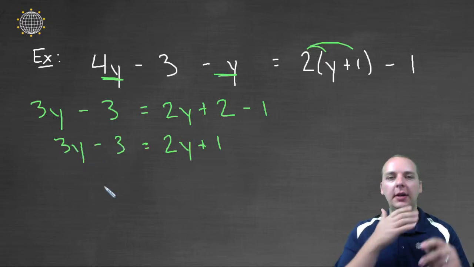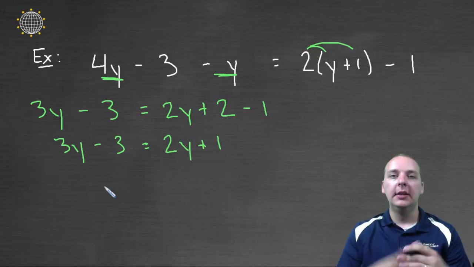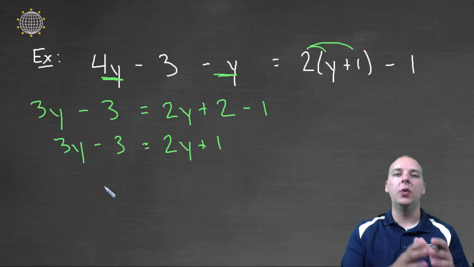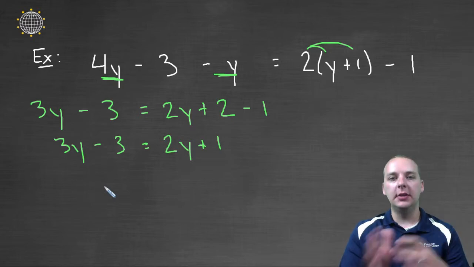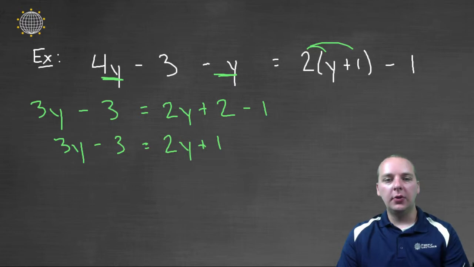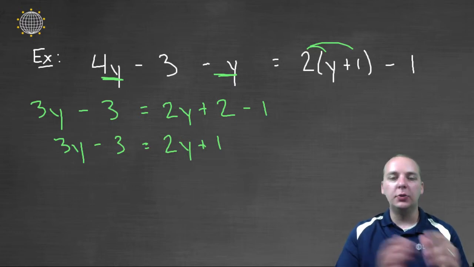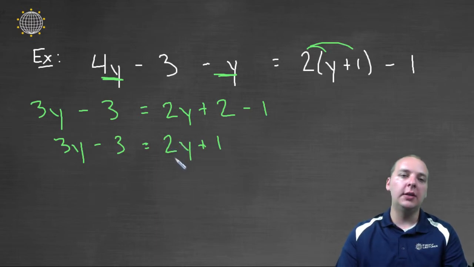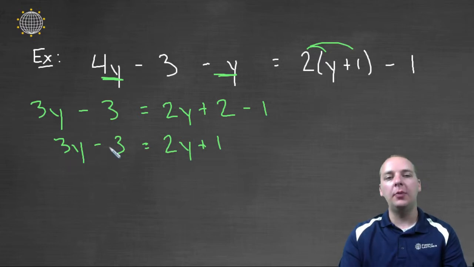So step one's done. We've simplified both sides. The next step is to move the variables to one side of the equation and the constants to the opposite side of the equation. The way we can do that using correct algebra is to add or subtract to move these terms around. You can move the 2y and subtract it away and translate it to the left-hand side, or we can subtract 3y and move it to the right.